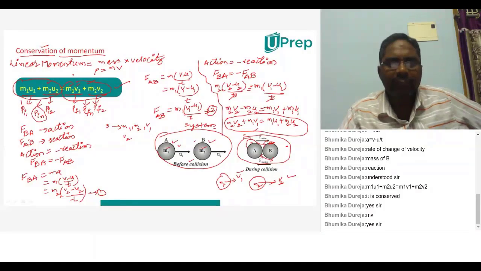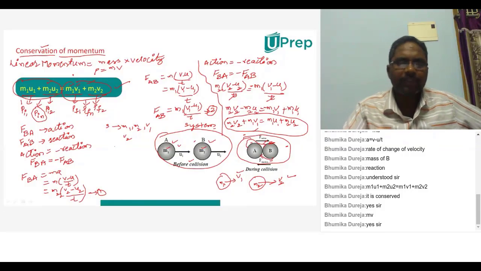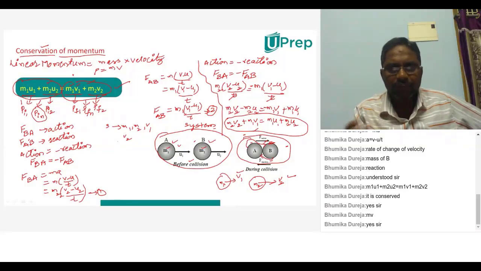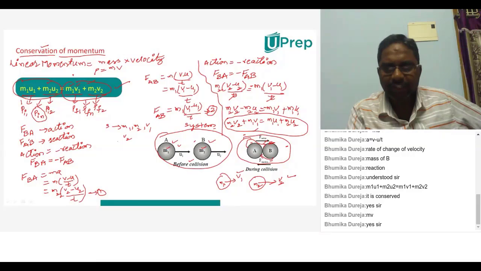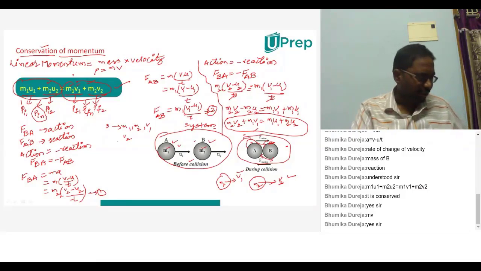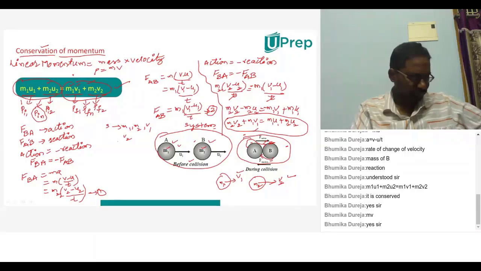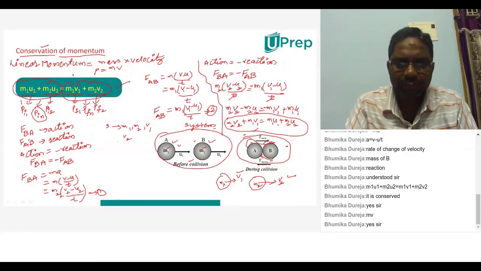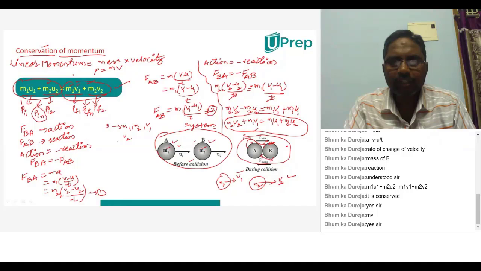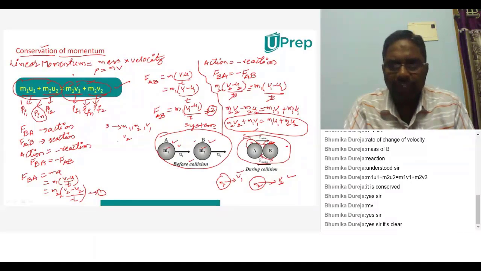So any three values will be given, and they will ask you to find the fourth one, and you have to find it. Such kinds of problems are there at the end. You have to solve them by using this formula, and you have to give me the answers after solving that particular question. Okay, is it clear now, or is any doubt there still? No, sir.